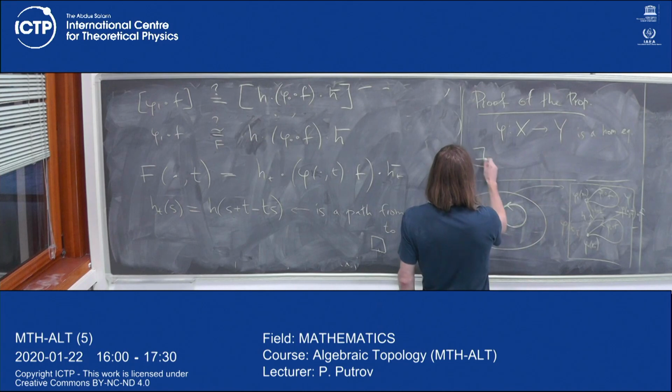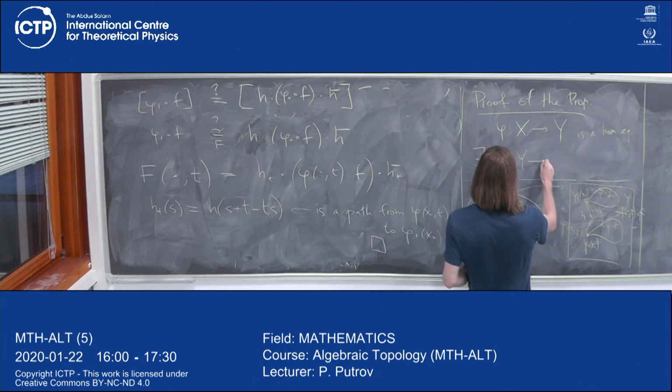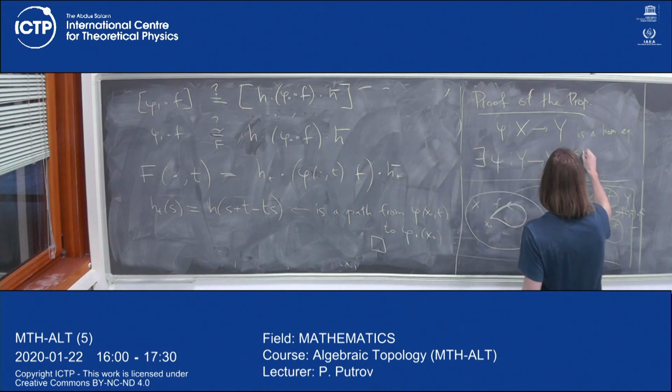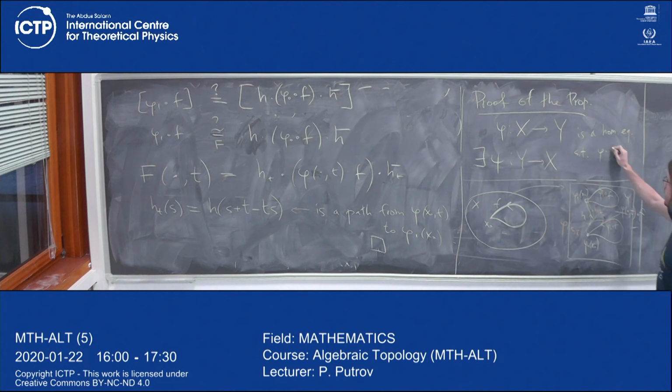It means that there exists a map psi in the opposite direction such that it's a homotopy inverse to phi, which means that this composition is homotopic to identity on y, and this composition is homotopic to identity on x.